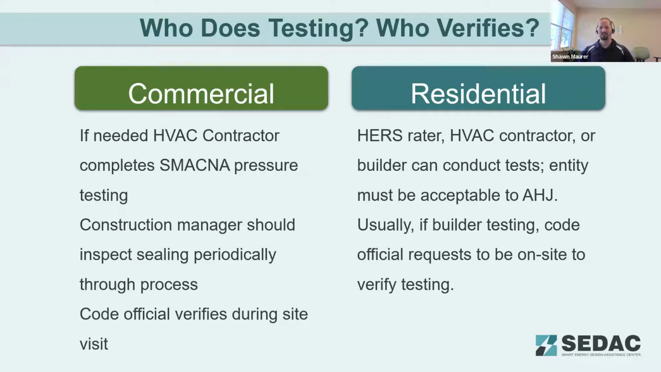Through the installation process, if testing isn't required, a construction manager or someone should be inspecting the sealing process periodically. And then the code official is going to verify during their site visit with a couple of spot checks. On the residential side, it can be done by a HERS rater if you're doing the rating process or you're involving a HERS rater just to do your blower door testing and things like that. But the entity just has to be acceptable to the authority having jurisdiction. So it can be the builder and the code officials on site during the testing to make sure it's done properly. It could be a separate contractor or it could be a rater, as long as it's acceptable to the code official.